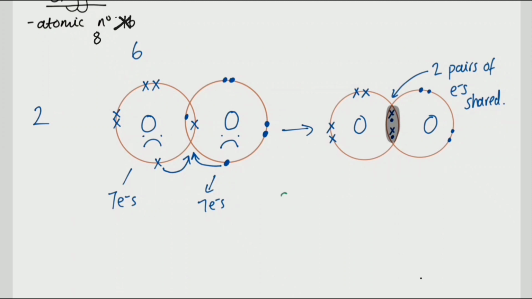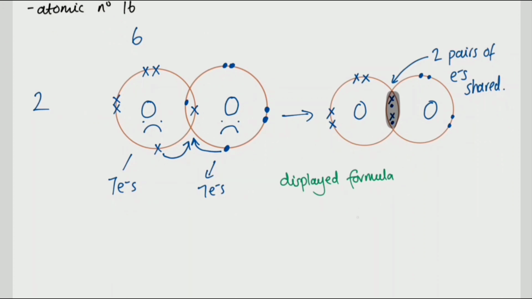And now let's draw the displayed formula. So here the displayed formula will be slightly different. You'll have 2 oxygen atoms and, I remember, one line represents a pair of electrons being shared. So you have to draw 2 lines to represent 2 pairs of electrons being shared. And this is known as a double bond.